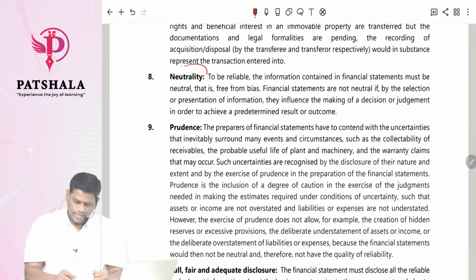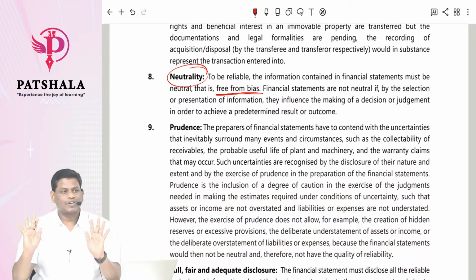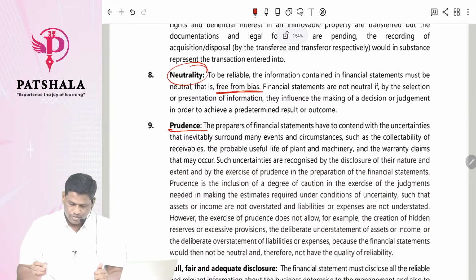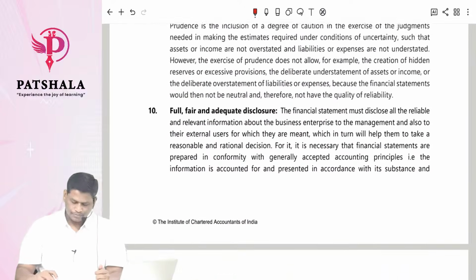Then neutrality. Neutrality means it is free from bias. Unbiased information, unbiased discussions will be done, information will be given, and you can take a call. Prudence. I already told you, conservatism. Our accounts will follow such prudence, which ignores all possible incomes and takes into consideration all possible losses.